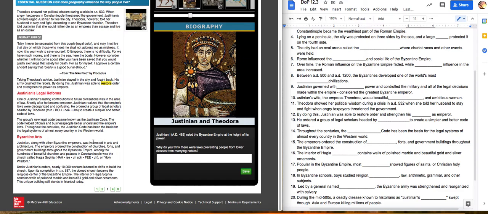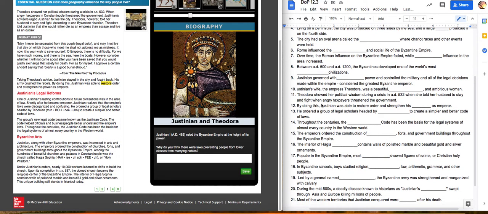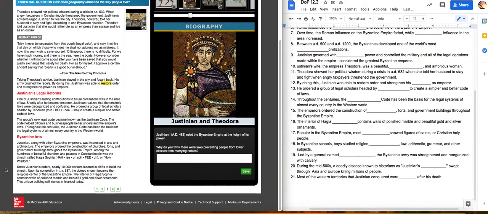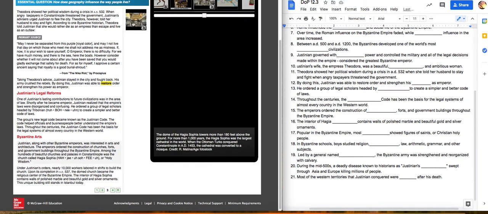Justinian, along with other Byzantine emperors, was interested in arts and architecture. The emperors ordered the construction of churches, forts, and government buildings throughout the Byzantine Empire. Number 15 in your notes. Among the hundreds of beautiful churches and palaces in Constantinople was the church called Hagia Sophia.